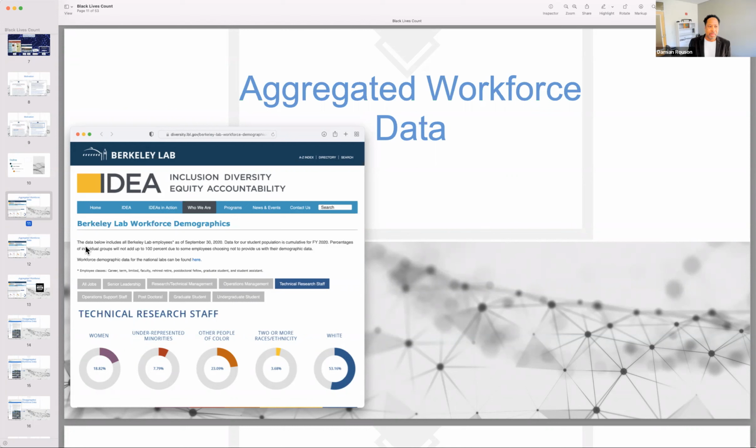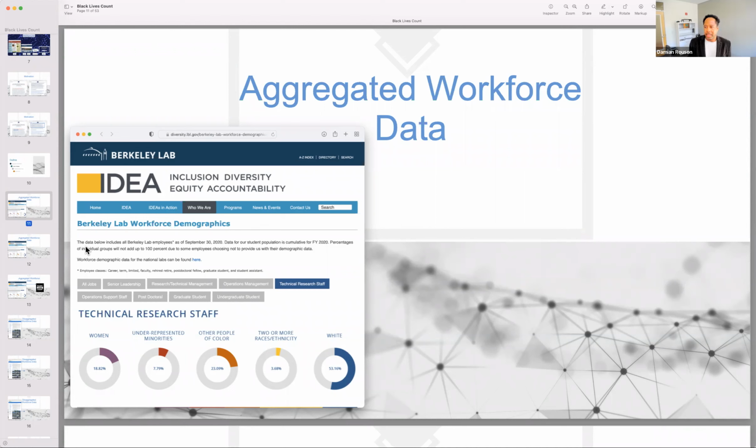So this is the demographic data for Berkeley Lab that we have online. And one of the things that I notice about it is that we have underrepresented minorities grouped together. So that's Blacks, Hispanics, Native Americans. And we have other people of color as a group. That's Asian/Asian American and Pacific Islanders. And then we have people with 2 or more races and ethnicities and a grouping for white employees.